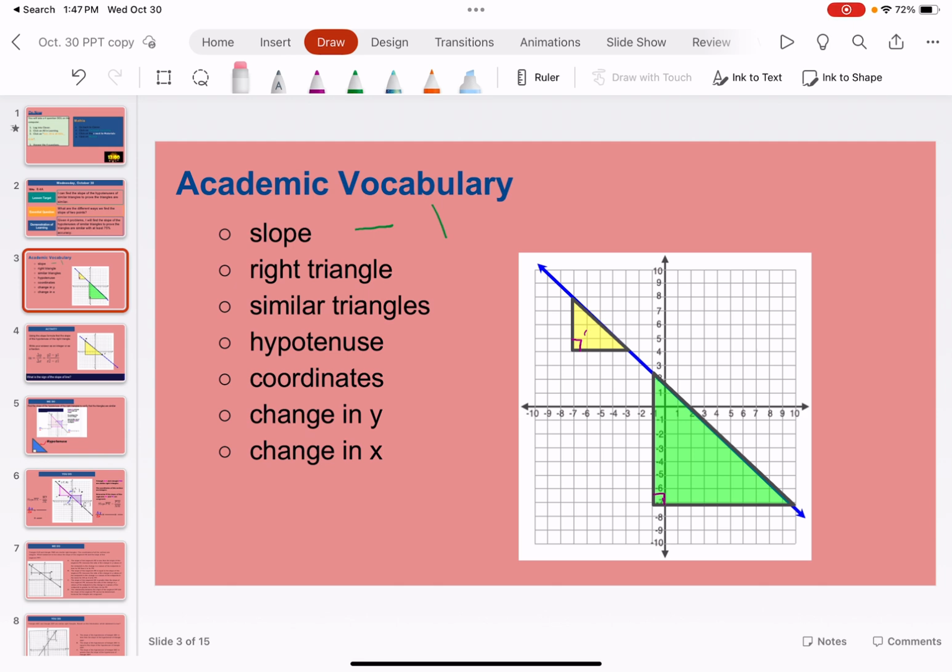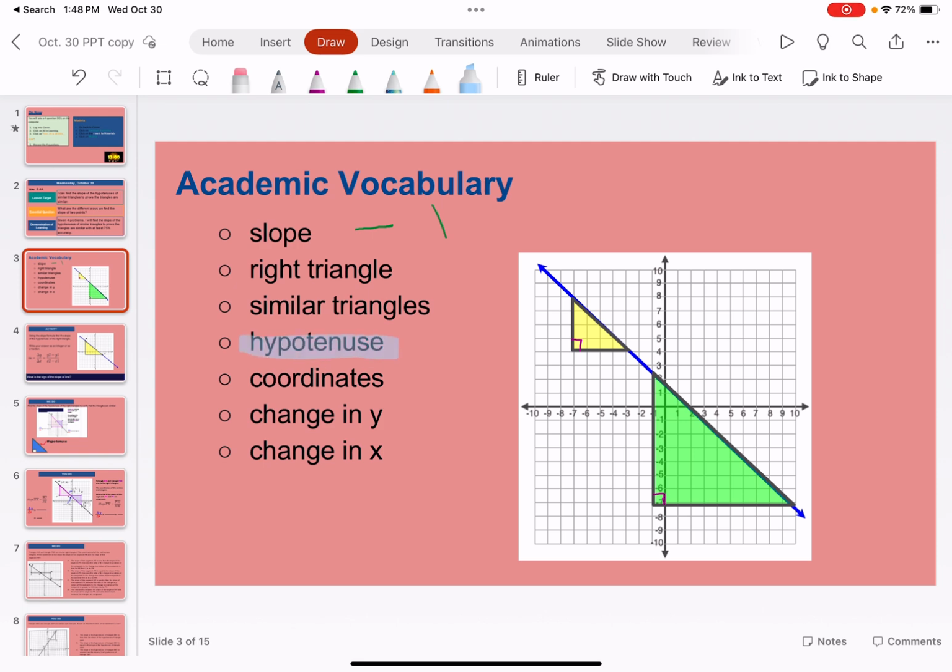And we can see that they are similar because, again, we talked about this as we read the lesson target. Similar triangles are the same shape, different sizes. So as you can see, our next vocabulary word is similar triangles. So similar triangles are triangles, again, that have the same shape but different sizes.